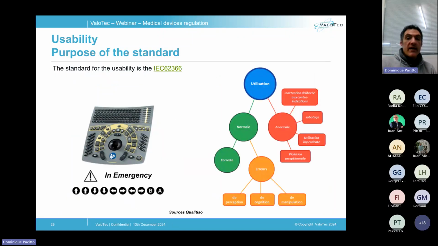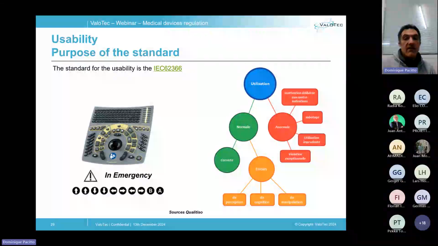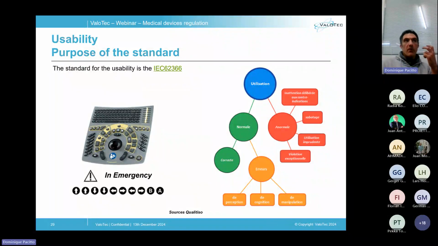This is to prevent, again, hazardous situations like this that the IEC 62366 related to usability has been written. This standard requires the manufacturer to design and to test its device, having in mind the way the device will be used, and to match its user interface with the mental model of the users.